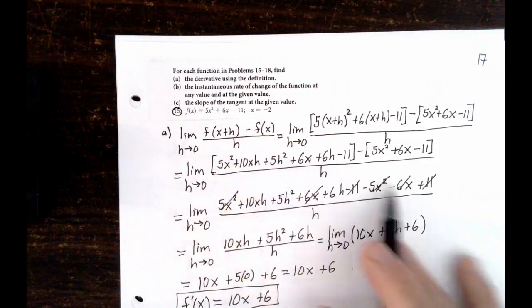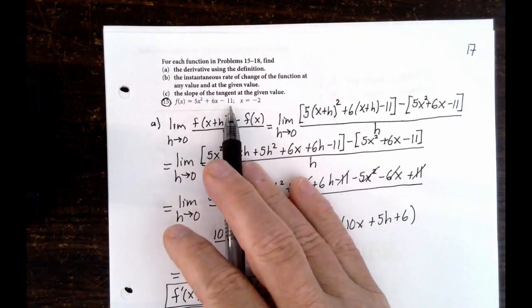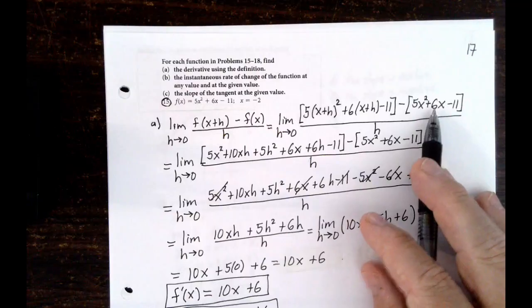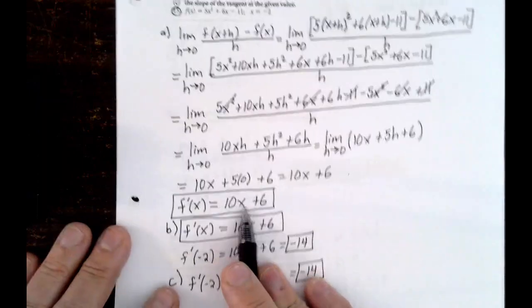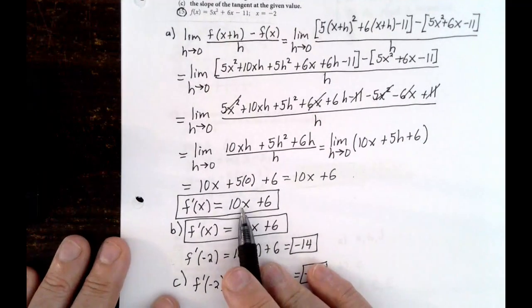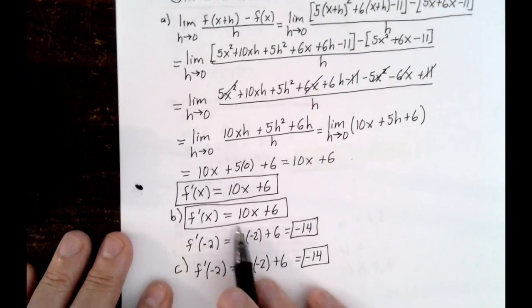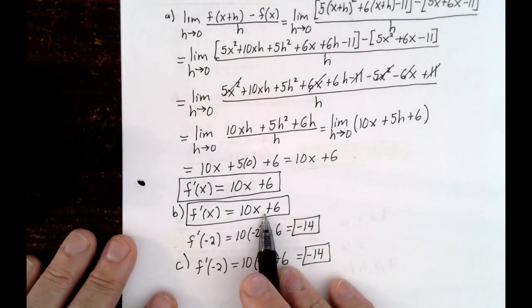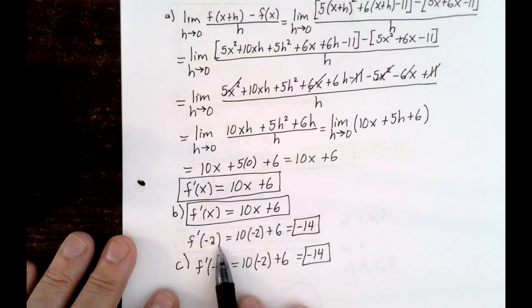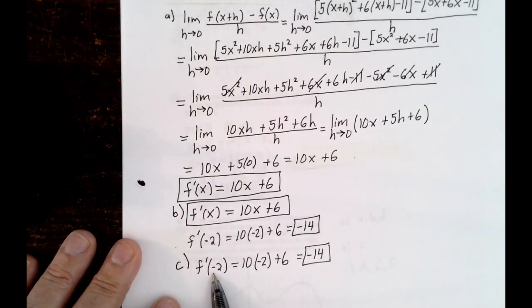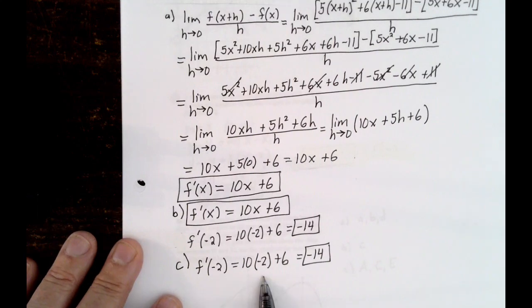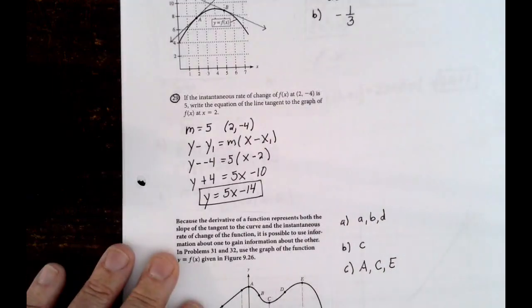15 says find the derivative using the definition. So we take this equation and we plug in x plus h, and then we just plug in x and we divide it by h and take the limit. And we get down here and we finally get our derivative is 10x plus 6. Now they say find the instantaneous rate of change for any given value. Well, that's the same thing. It's the derivative. And now they want you to find it for a specific value, f of -2, so you plug in -2 for x and you get your answer. Then they say find the slope of the tangent. Well, it's the same thing as finding instantaneous rate of change. It's just plugging in -2 into the function and you get the same answer.